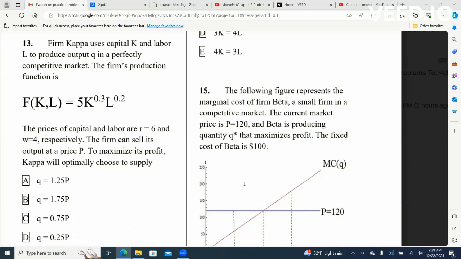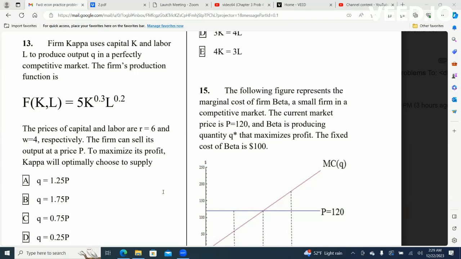When I did this, I got a 1.25. Capital ought choose. The firm can sell its output at price P. So that's going to be, yeah, so Q is going to be 1.25P. That's what I got. So we kind of run through the basic procedure. We had more than one problem like this, yes.